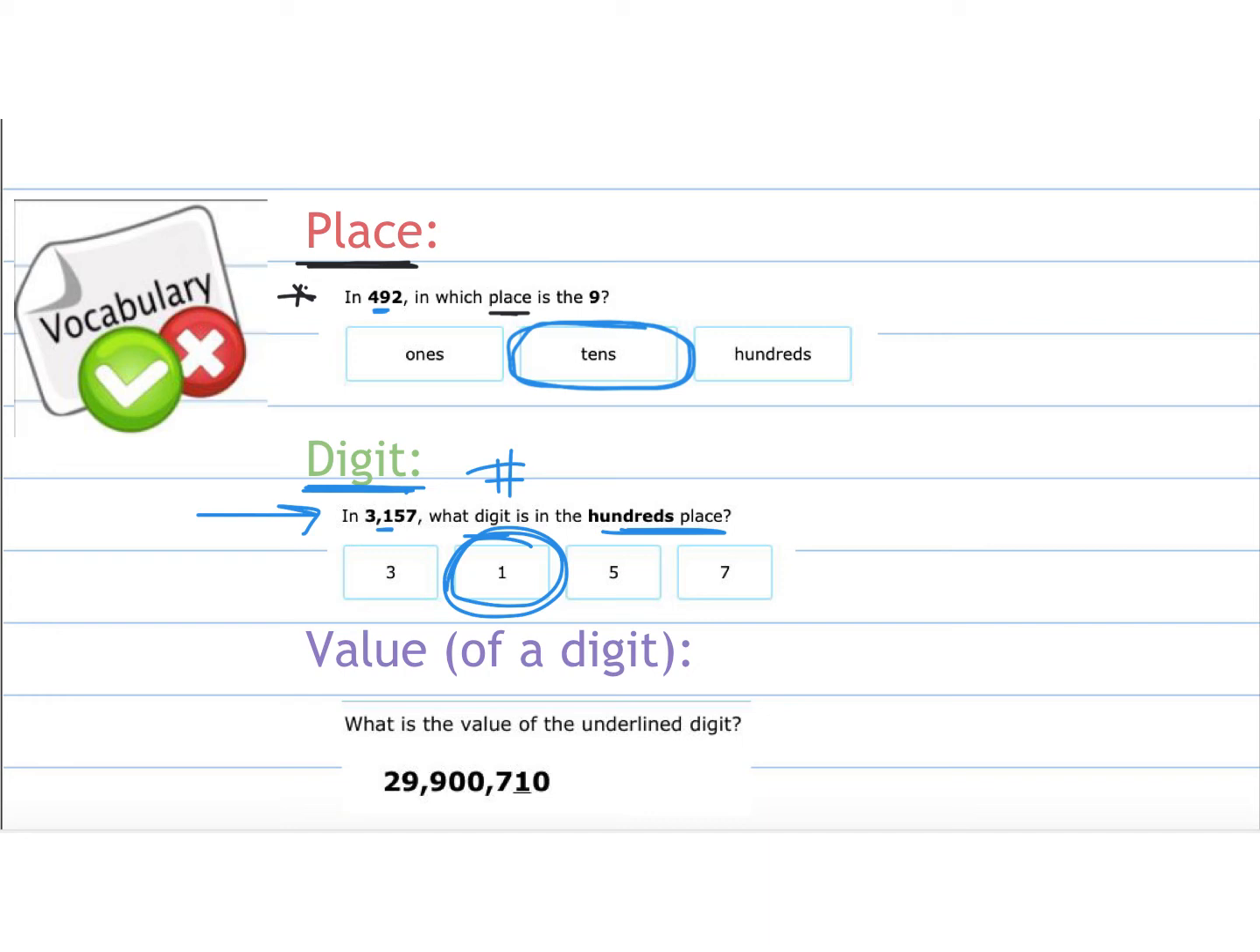And then lastly, we have value of a digit. So what is the value of the underlined digit?